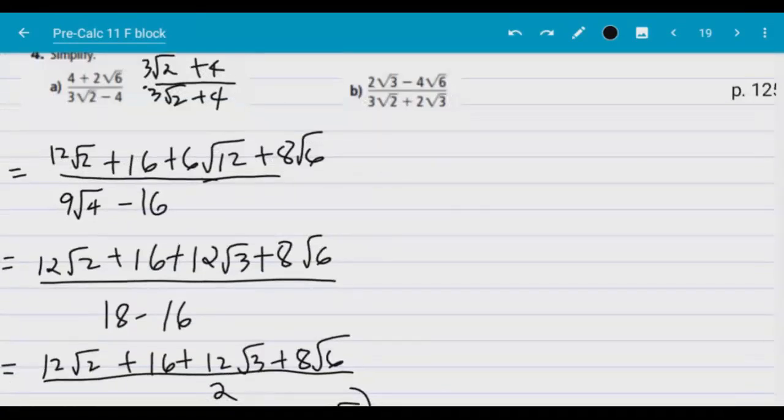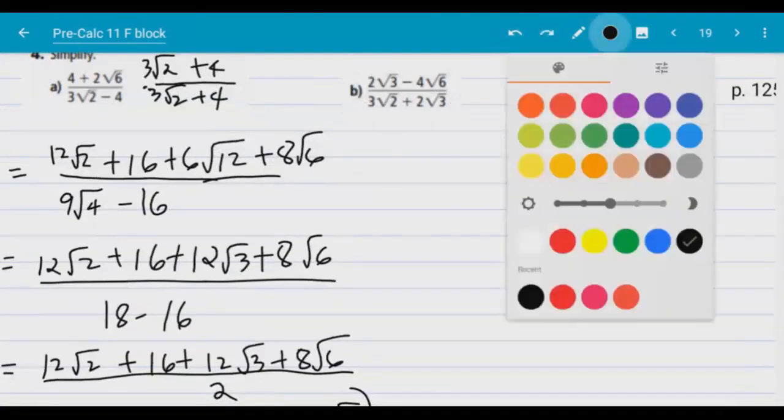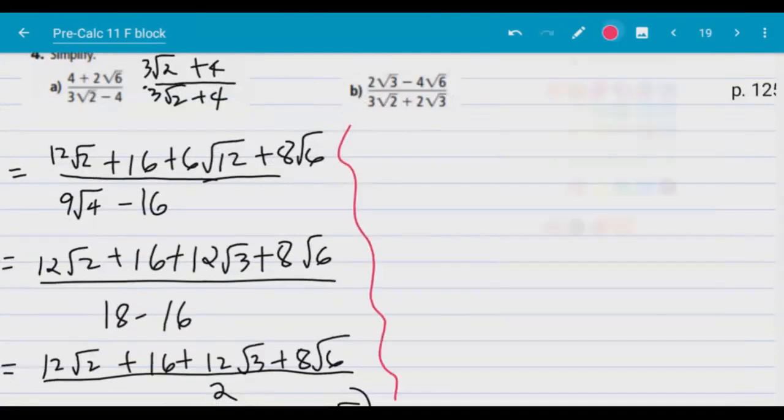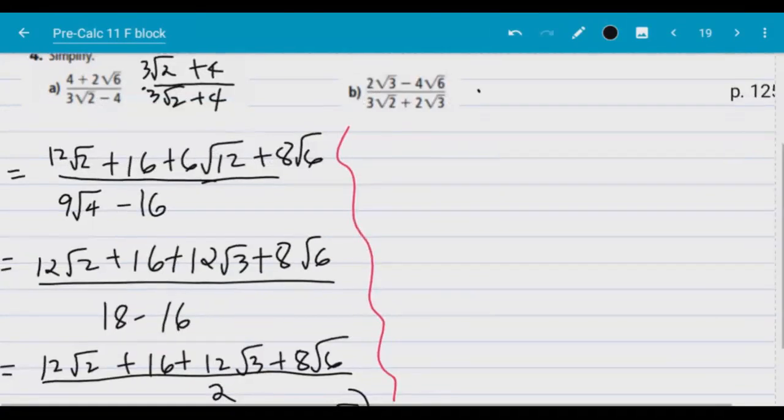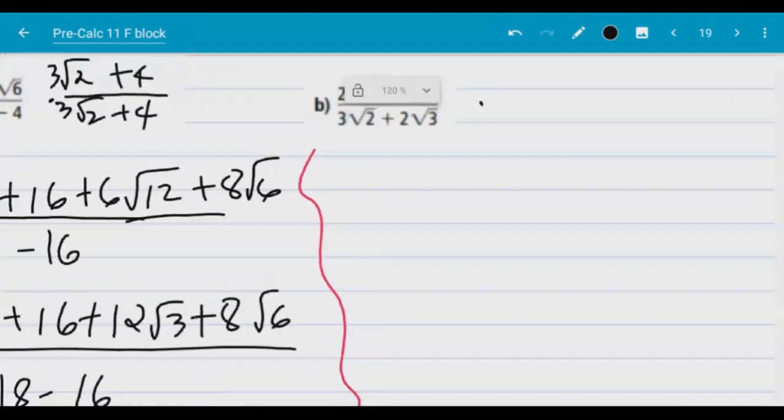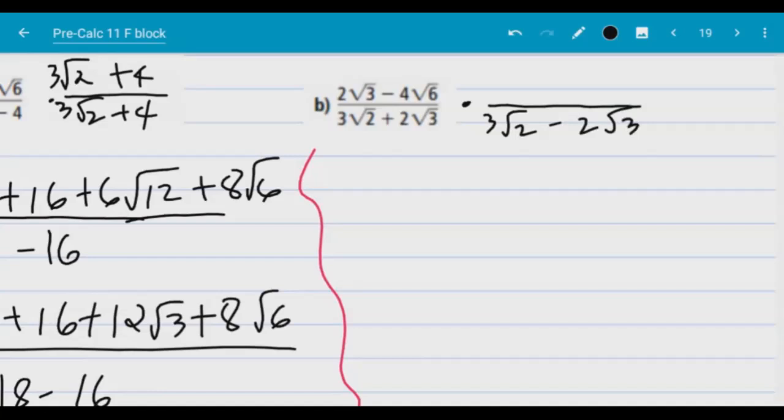So for letter B, what are we going to be multiplying this by? This means that we are going to be multiplying it by the conjugate of the denominator, which would be 3 root of 2 minus 2 root of 3. The same two terms, except that I am switching the signs. The numerator would have the same one. Okay?